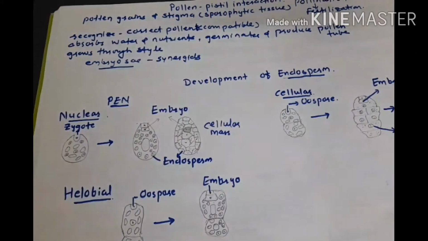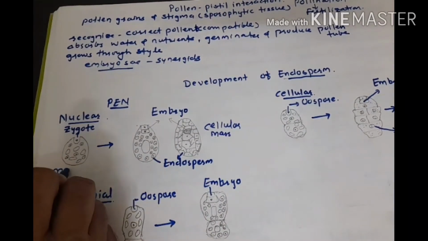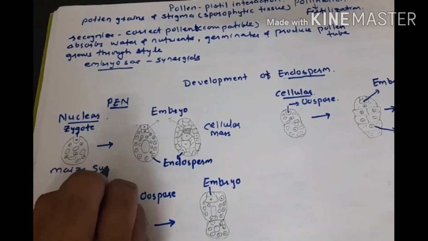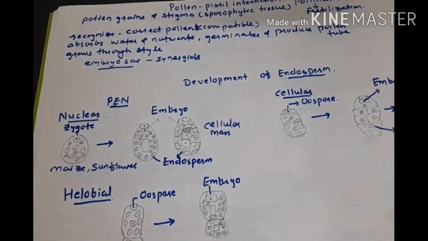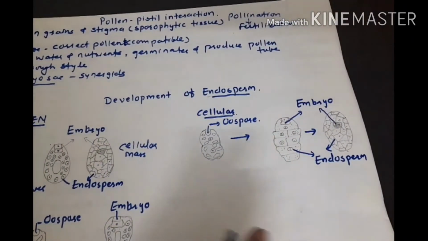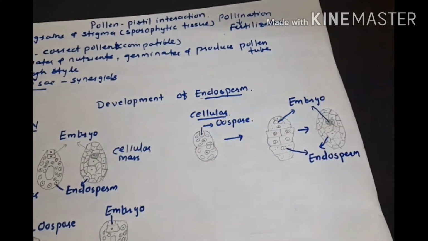Okay, it is commonly observed in maize, sunflower, etc. That's all about the nuclear type of endosperm. Then the second endosperm type is cellular endosperm. Look at these diagrams. Cellular endosperm.